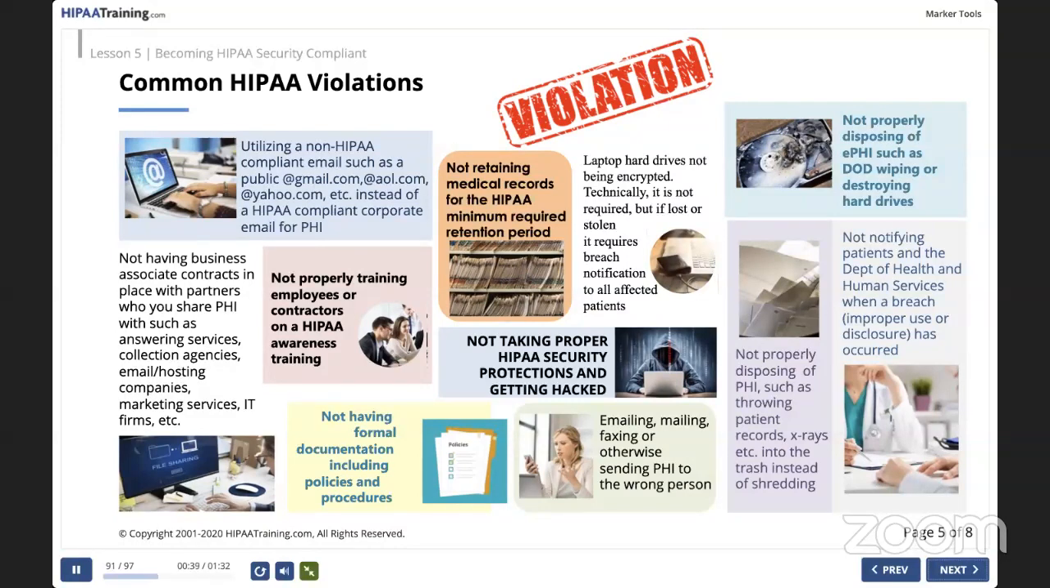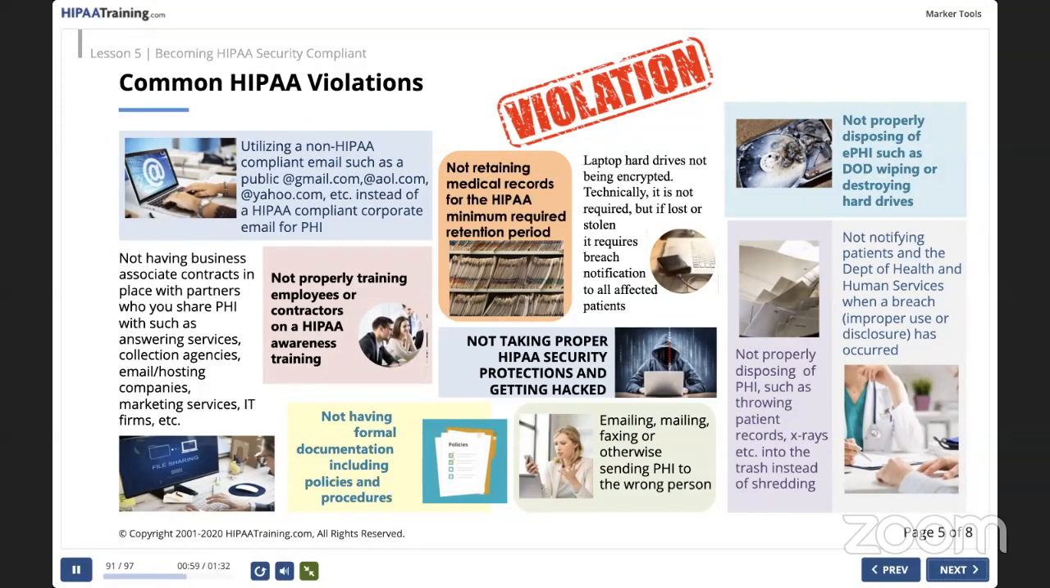Not having formal documentation, including policies and procedures. Not retaining medical records for the HIPAA minimum required retention period. Laptop hard drives not being encrypted. Technically, it is not required, but if lost or stolen, it requires breach notification to all affected patients.